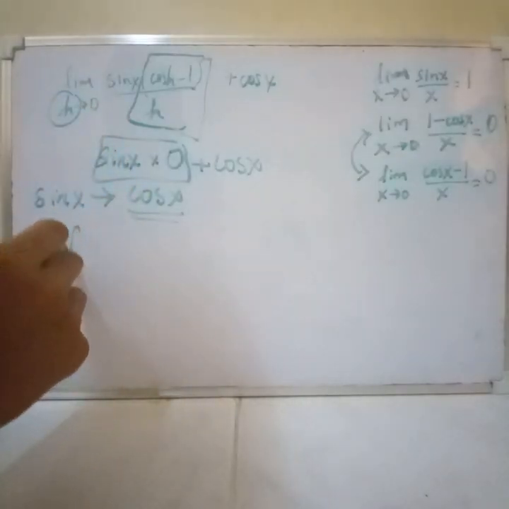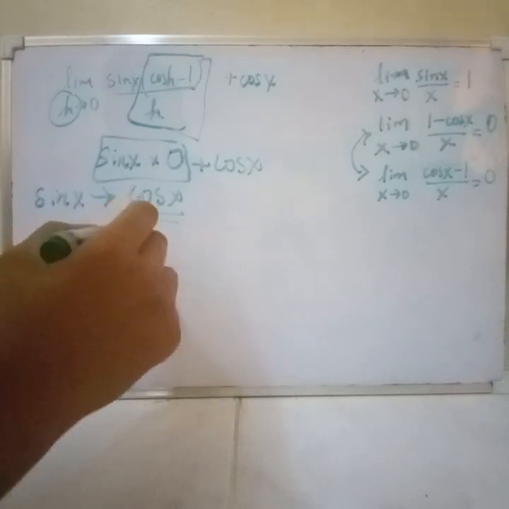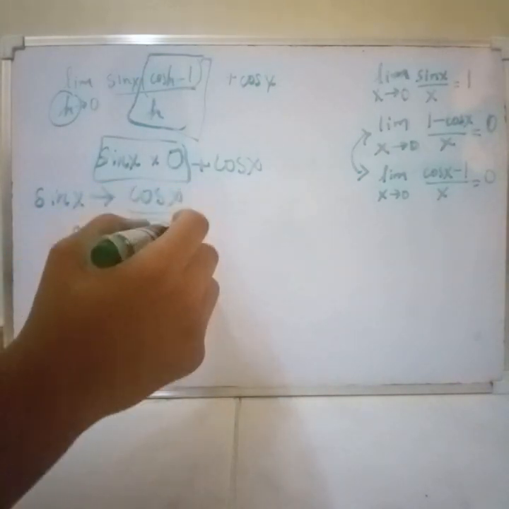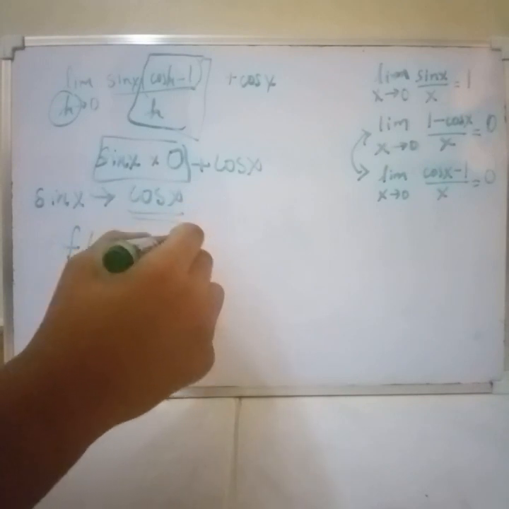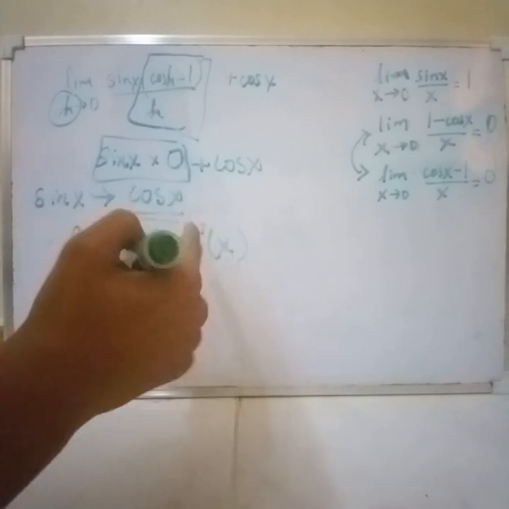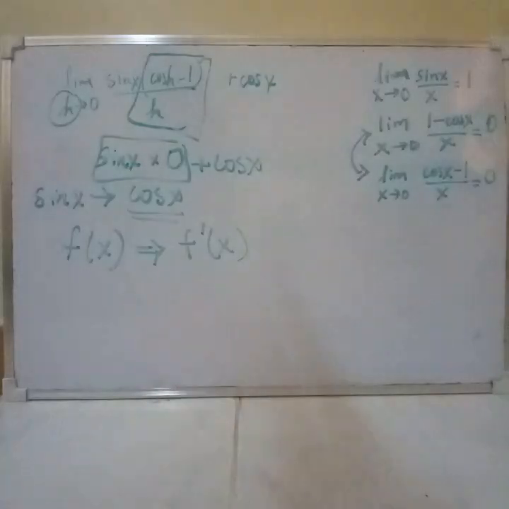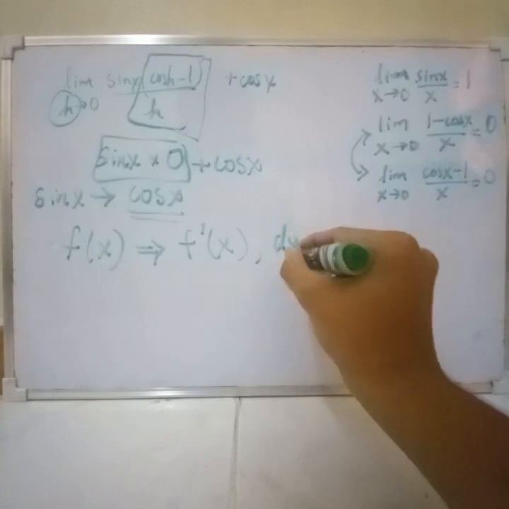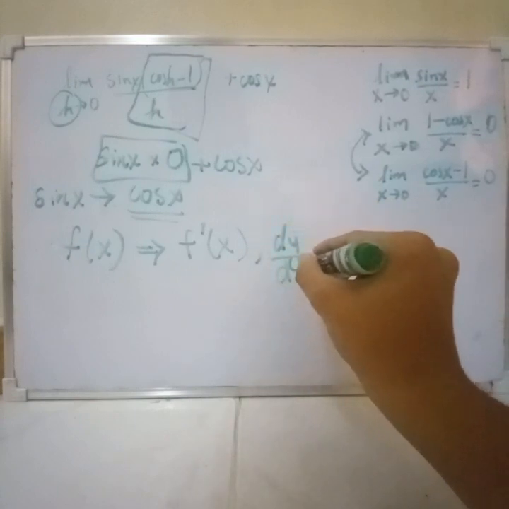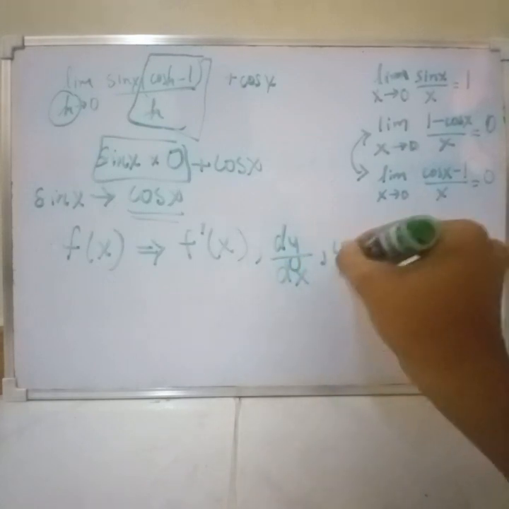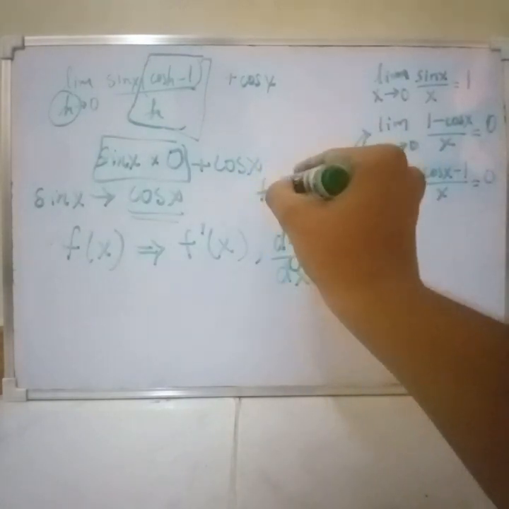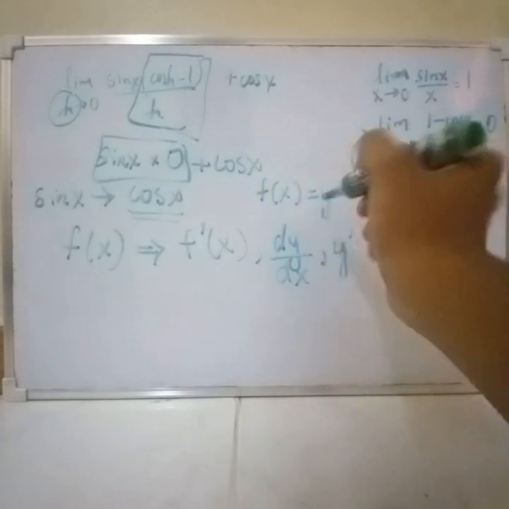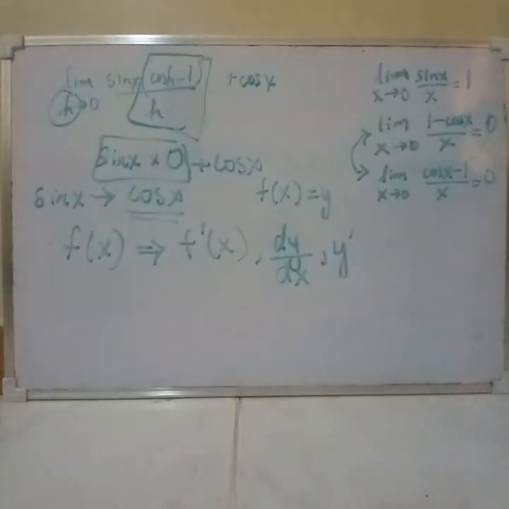For differentiation, when the function is f of x, we can represent it in many different ways. We can write the differentiation of f of x as f dash of x, or dy by dx, or y dash, because usually we'll be representing f of x as y also. So it will be dy over dx or y dash. So these are some of the representations for the differentiation.